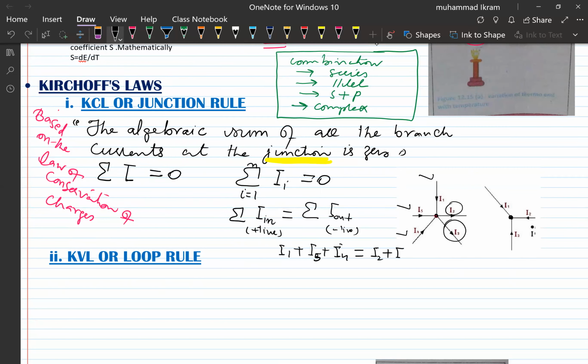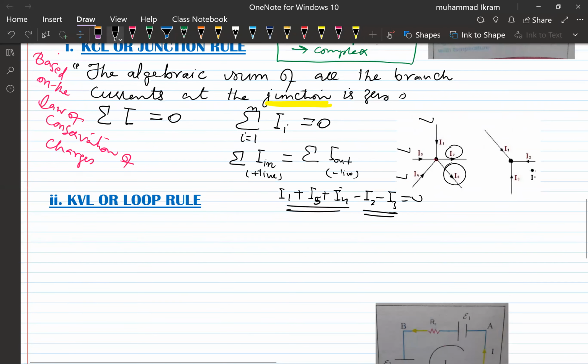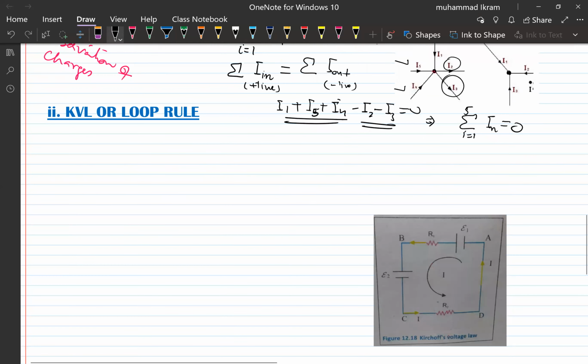So you see, I1 plus I4 plus I5 minus I2 minus I3. They are negative because they leave, and positive because they enter the junction. So the equation will look like this: the sum of In, with n from 1 up to 5, is equal to 0. Just keep in mind that the current that enters is taken positive, and the current that leaves is taken negative. So that is the first part of the Kirchhoff law, and when we solve the circuit, we will use these things later on.